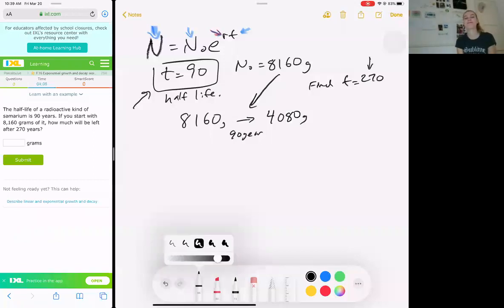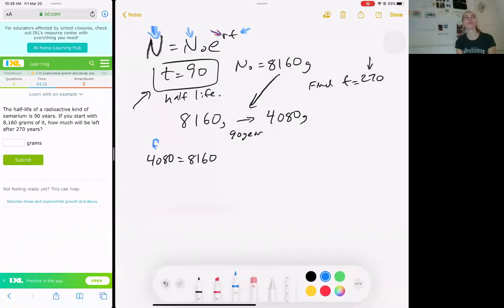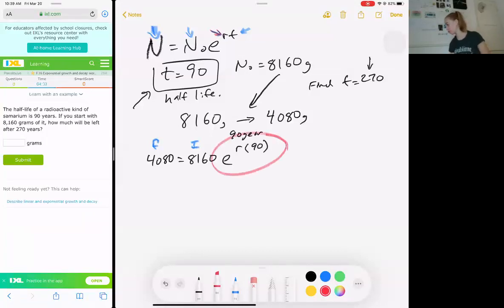We're going to say 4,080 is equal to 8,160. This is my final. This is my initial. E to the R, we do not know what the R is, and the time given is 90 years. So after 90 years, it makes that into half.